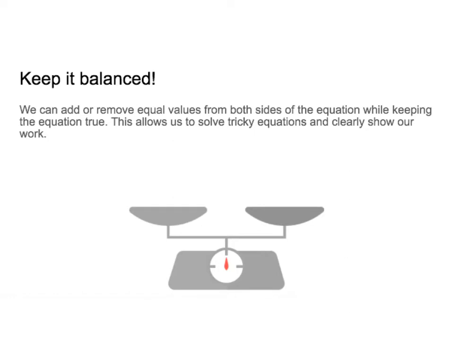Thinking about an equation as a scale allows us to do some creative things with it. So if we have some unknown amount on one side of the scale, and then we have 9 on the other side of the scale, and if it's an equation, that means it's balanced. That means the x must be 9.